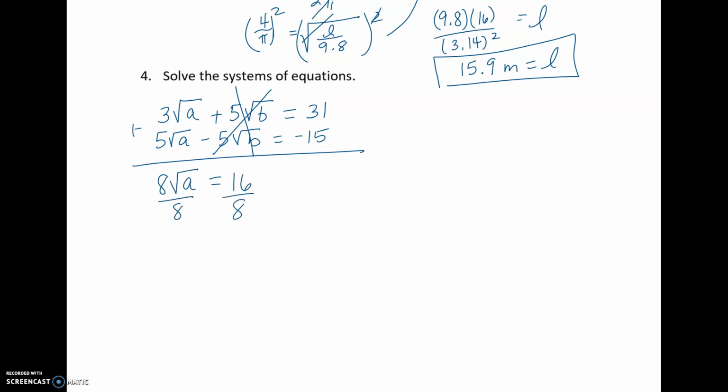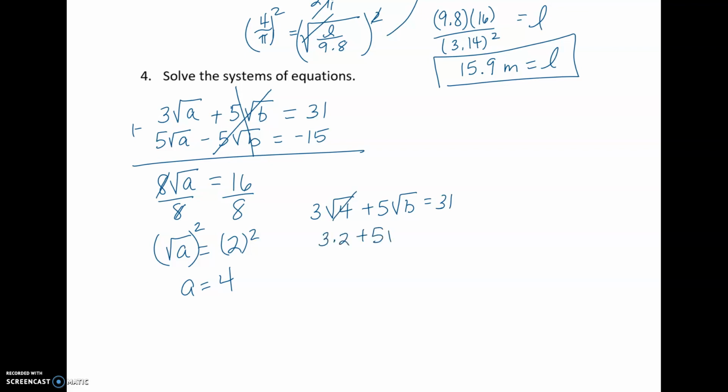Again, we want to isolate our radical by dividing by 8. We get the square root of a equals 2. To undo our square root, we'll square both sides, and we get a equals 4. So now we have to go and solve for b. So I'm going to take my first equation. I'm going to have 3 times the square root of 4 plus 5 times the square root of b equals 31. Square root of 4 is 2, so this becomes 3 times 2 plus 5 times the square root of b equals 31, or 6 plus 5 times the square root of b equals 31.